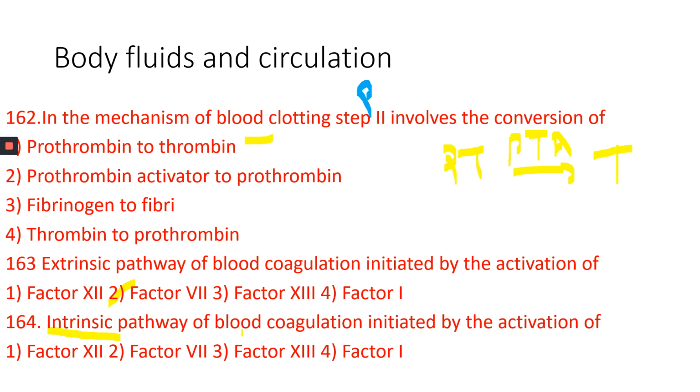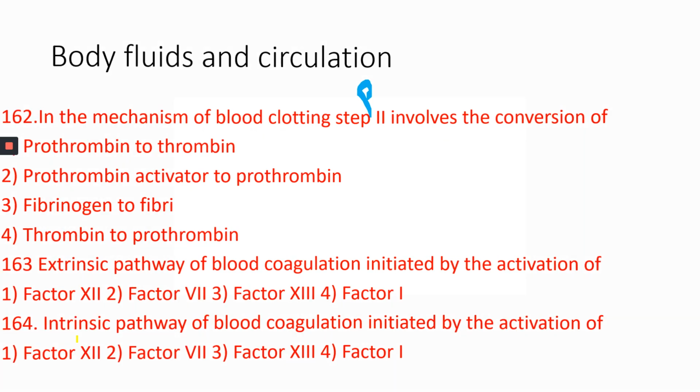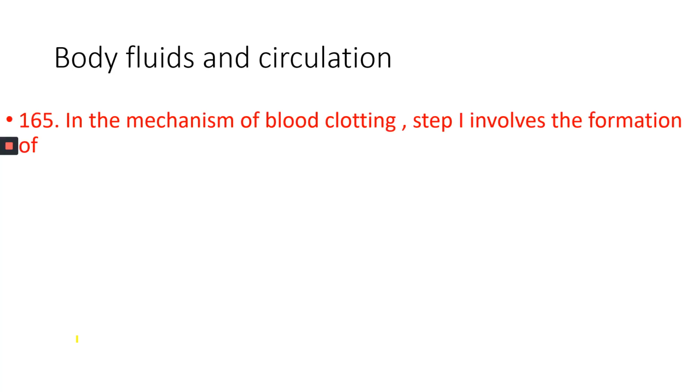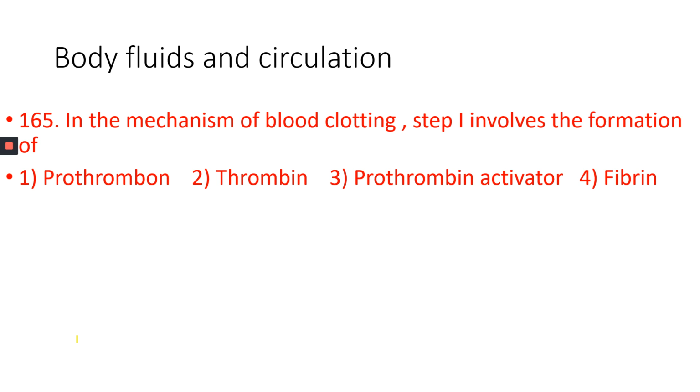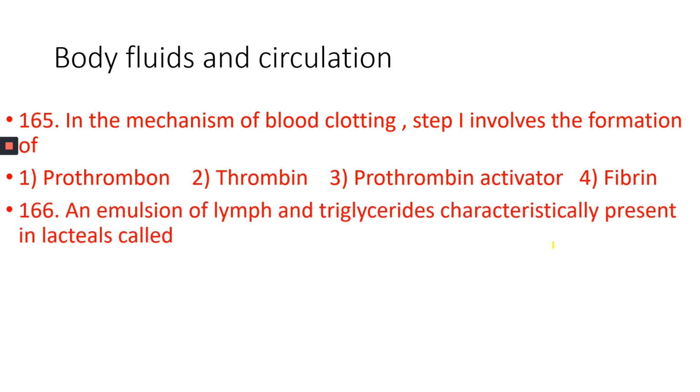Okay, the intrinsic pathway of blood coagulation is initiated by the activation of factor 12. Again, you can see the previous videos. Next one, in the mechanism of blood clotting, step 1 involves the formation of what at the end of step 1? What is that? 165.3. Prothrombin activator. I told you in the previous slide also. Prothrombin activator is formed.